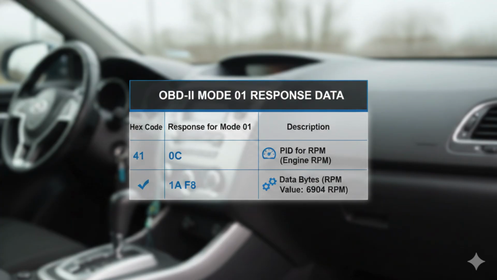41 indicates a response for mode 01. 0C confirms the PID for RPM. 1A and F8 are the data bytes. So in this case, 1A is 26 and F8 is 248. The result is RPM equals 6,900.